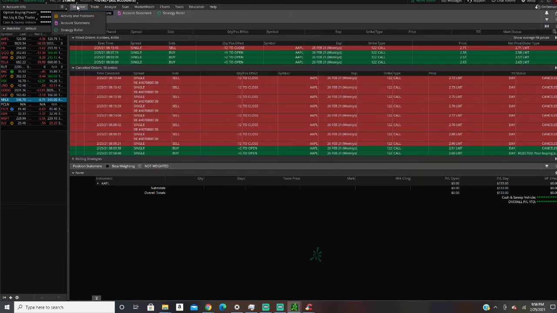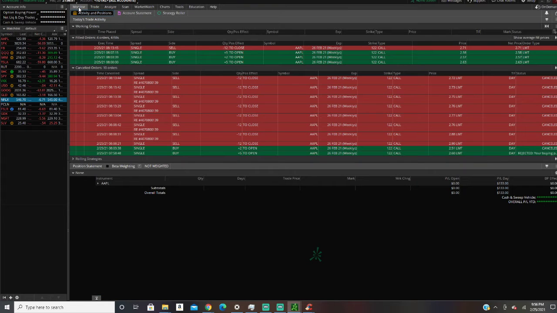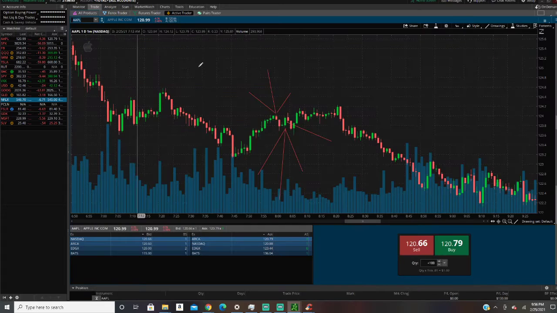So I waited a couple minutes. At 8:07, I got in with 5 contracts. So let me show you guys. 8:07, got in with 5 contracts. Let's see where I exactly got in at. So 8:07:15, literally just the beginning of the green candle.